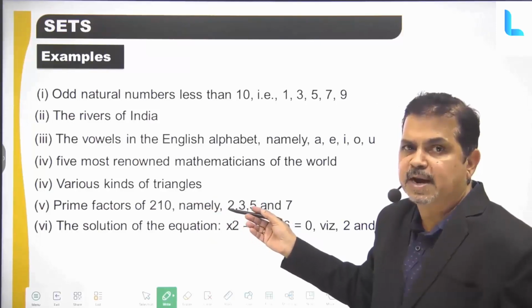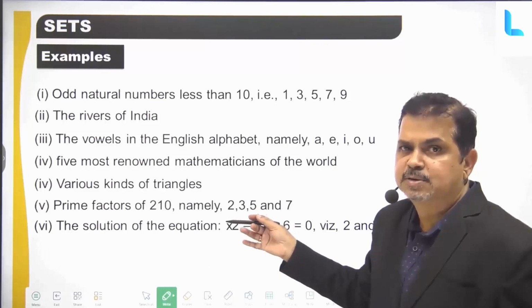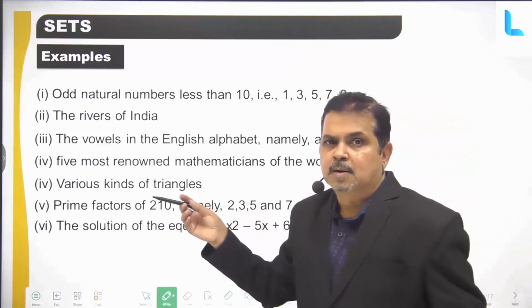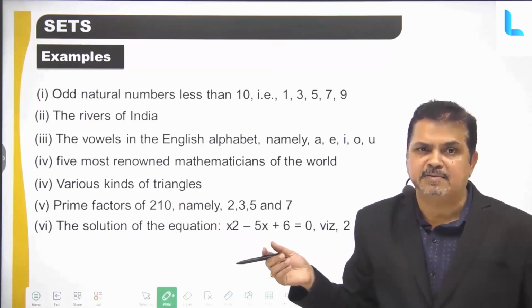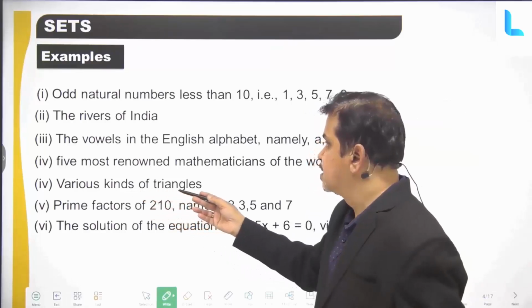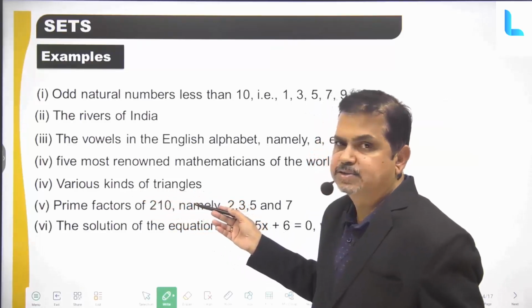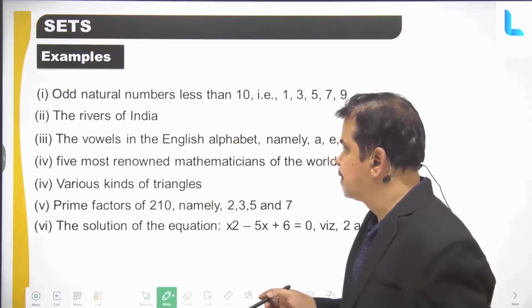So what are the different kinds of triangles? Say, acute angle triangle, obtuse angle triangle, right angle triangle, or scalene triangle. All these forms are various kinds of triangles. So this also can become one of the examples for a set.